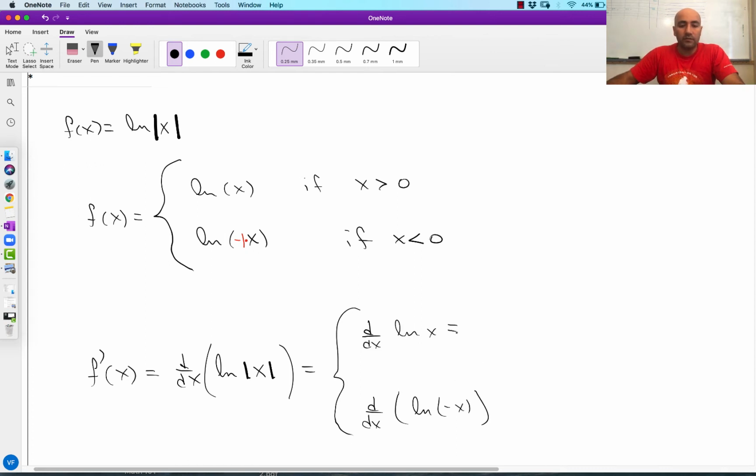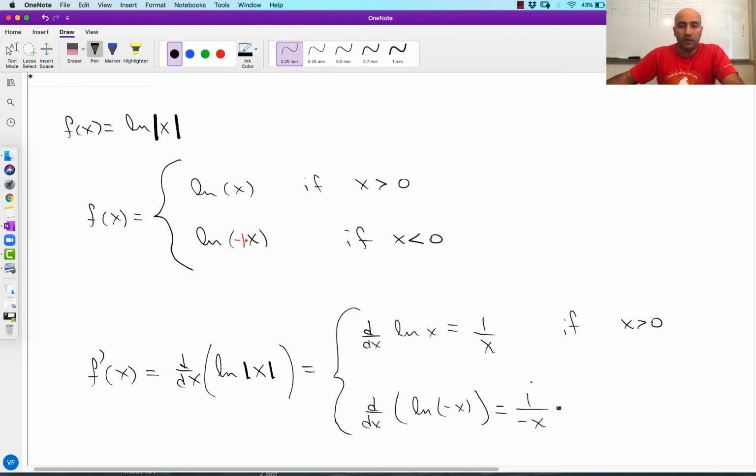This one's super easy. The derivative with respect to x of ln of x, when we know x is positive, is just going to be equal to 1 over x. And this is if x is greater than 0. No problem. What about this one? Well, this is going to be very similar. It's going to be 1 over negative x times the derivative. This is technically a chain rule. We're going to let u equal negative x, so it's ln of u. It's going to be 1 over negative x times the derivative with respect to x of this.